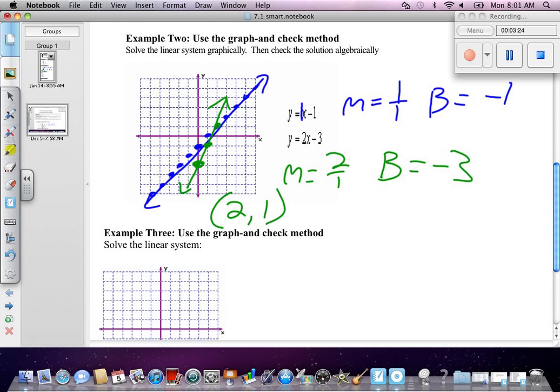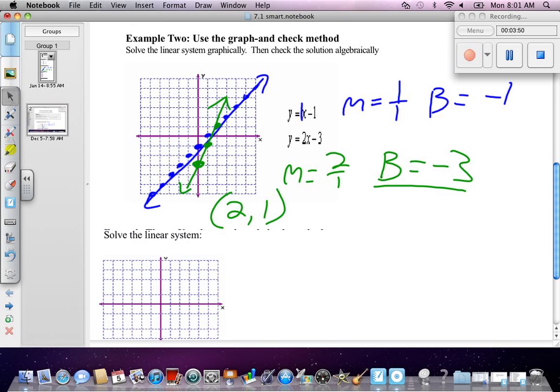Up 1 over 1. And so I did the same thing with the green, except it crossed at -3 on the y-axis. So I go to the y-axis, I put -3. And then its slope is 2 over 1. So I went up 2 over 1. Okay? So if it's in y equals mx plus b form, you should always be able to graph to see what the m is and what the b is. Okay, we'll try another one like that.